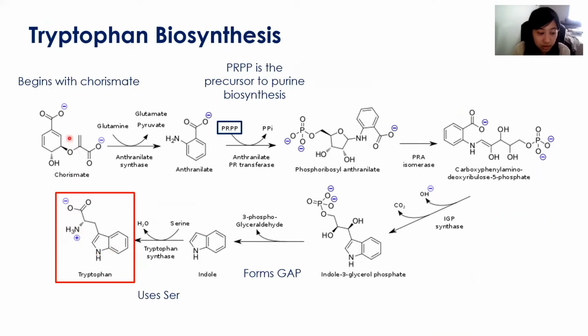So chorismate goes through several biosynthetic reactions in order to be converted into tryptophan, but some of the key features is that the PRPP is used up in the reaction. PRPP is actually the main precursor to purine biosynthesis, which we will learn later. And this series of reactions produces GAP, which can then go into glycolysis. And it uses up serine in this last step.